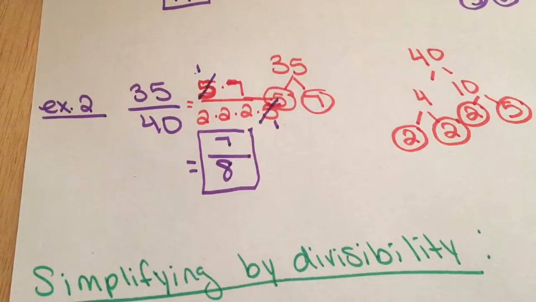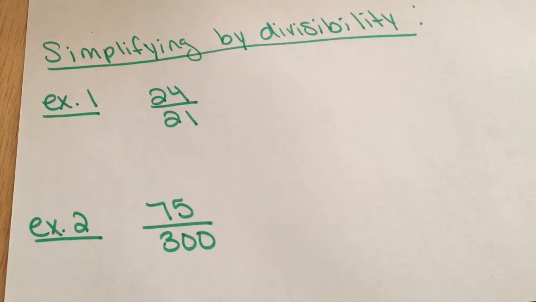I know that might have been a little confusing. Luckily for us, we have one more way to simplify fractions. The last way that we're going to see to simplify fractions is simply simplifying by divisibility. All I need to do is either think of my divisibility rules or just think of any numbers I can divide by in each of my numerator and denominator. So we're going to look at this way next.